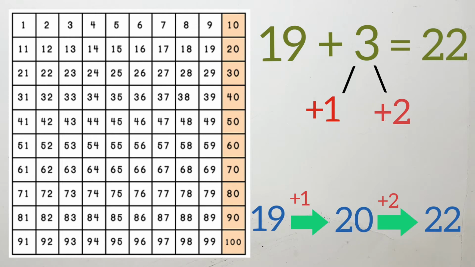So the first thing I did is I tried to get to the nearest 10. That's why I did 19 plus 1 equals 20. And then I added the rest. So I said 20 plus 2 equals 22. Okay, let's try it with a different number.